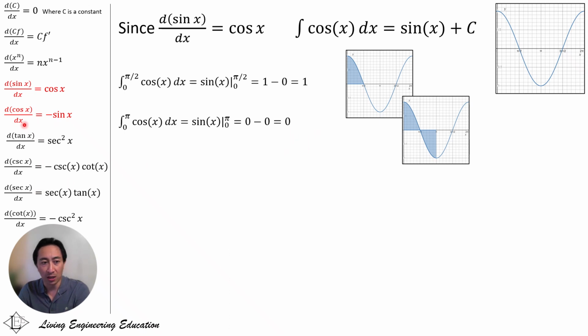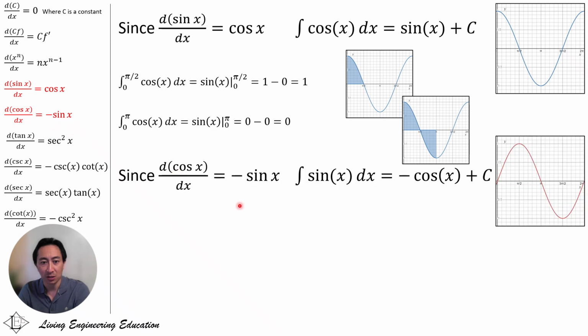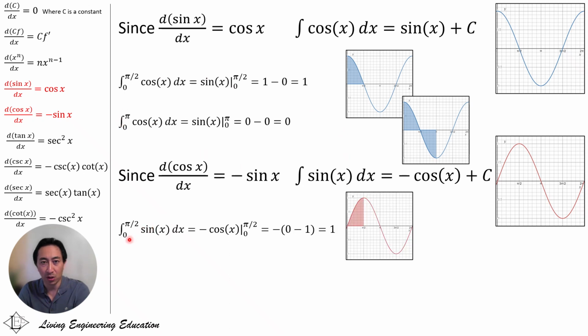Then we could look at derivative of cosine is equal to negative sine. So I can say the integral of sine is going to be negative cosine. And so here is the graph of sine. And then we can do the same thing, right? Apply some limits to it. So if I apply the limit 0 to pi over 2, take the integral of sine, I get negative cosine. So negative cosine with the limits 0 to pi over 2.